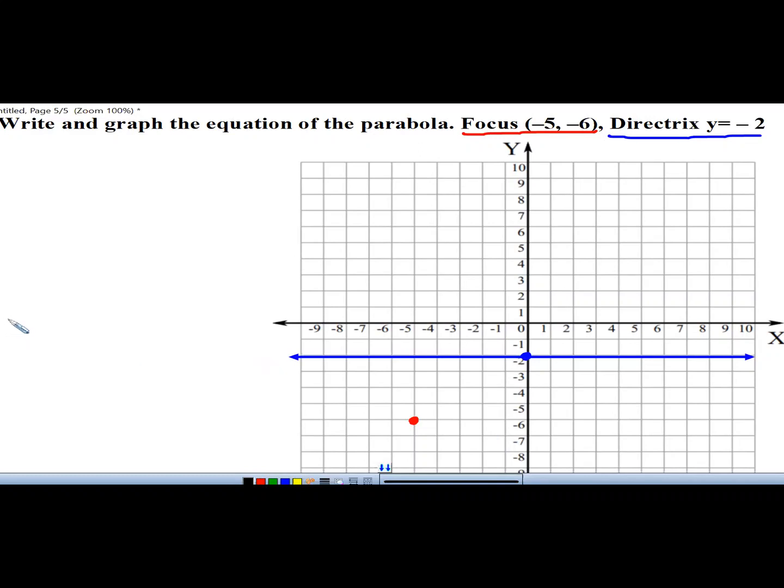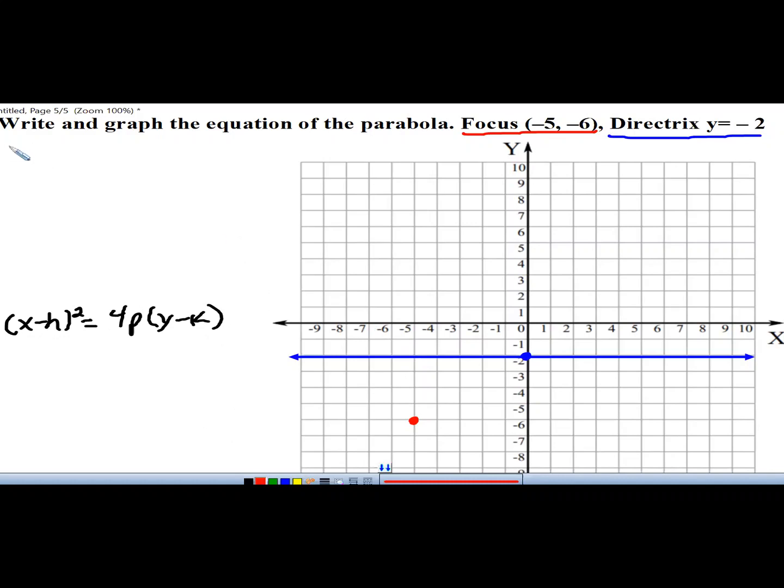So what equation are we going to use? We're going to use (x minus h) squared equals 4p times (y minus k). All right, so let's see. What is it that we need to graph a parabola? So we need, of course, a focus, we need a directrix point, and we need a vertex.